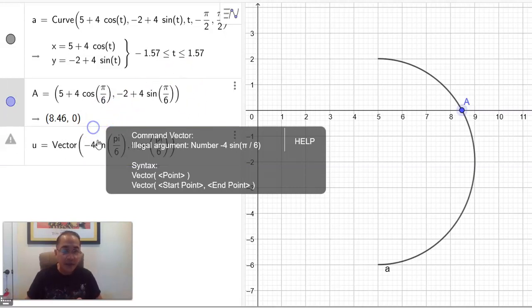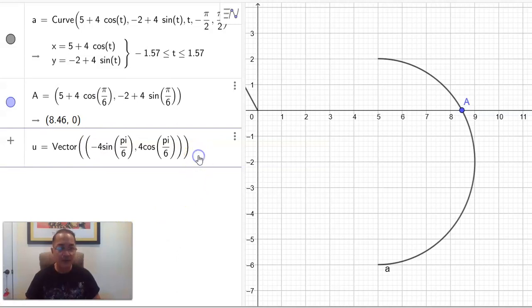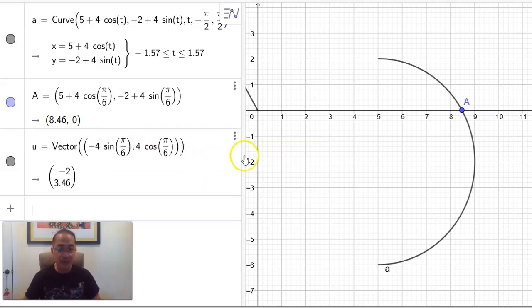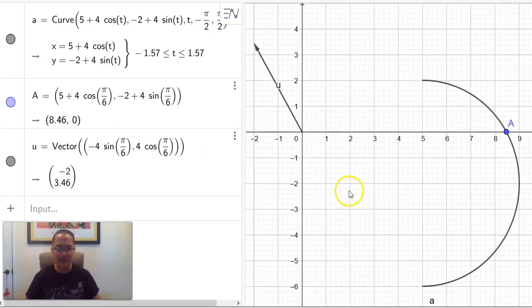Oops, I always do that. Okay, there you go. You need parentheses. Stupid parentheses. Okay, so there's that vector, but it's at the origin. And I said, that's not really very satisfying. It would look nicer if it were rooted at point A.